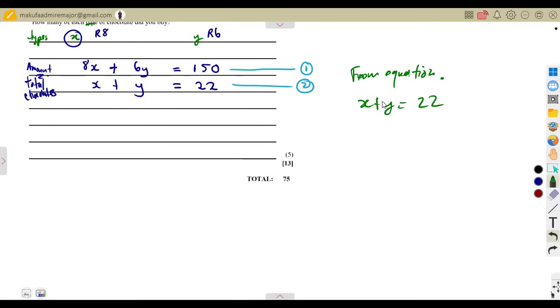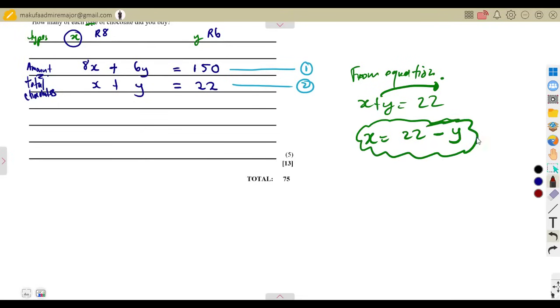So X is, I transpose the Y to the other side. So X will be equal to 22. If I take Y to this side, it jumps the equal sign. It's a minus. So X is equal to 22 minus Y, which is another equation we can refer to as equation 3. So equation 3 was made the subject from equation 2. Remember, we're working from equation 2, so you substitute in the other equation, meaning you're going to substitute in equation 1, not equation 2.